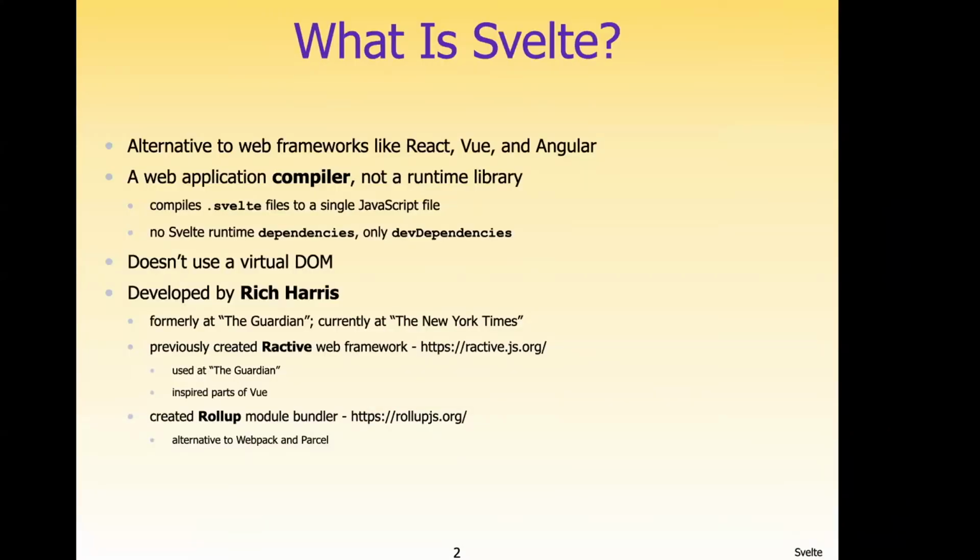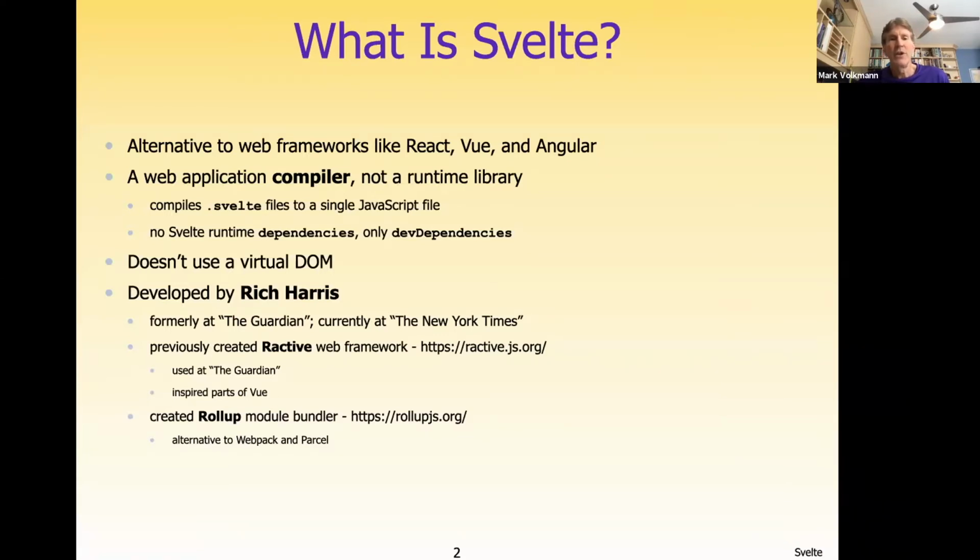So Svelte is an alternative to other web frameworks that you're probably familiar with, like React and Vue and Angular. But one thing that makes Svelte really different is that it's a compiler. It's not just a library of code. And what that means is that you implement your components in files with a .svelte extension, and that gets compiled into JavaScript. And so Svelte doesn't have any runtime dependencies. It just has dev dependencies for developer tooling.